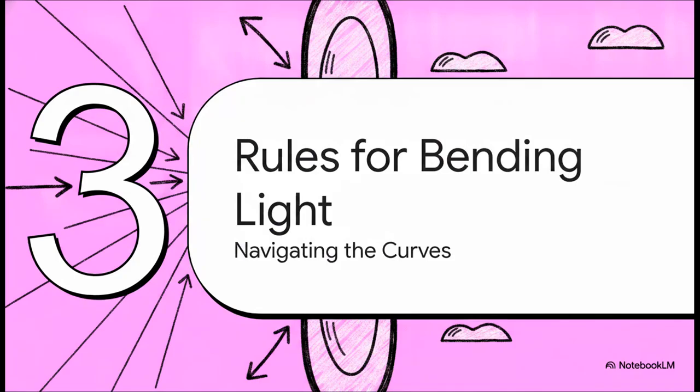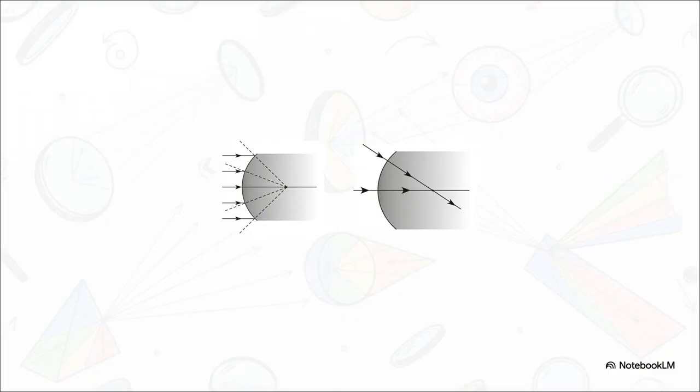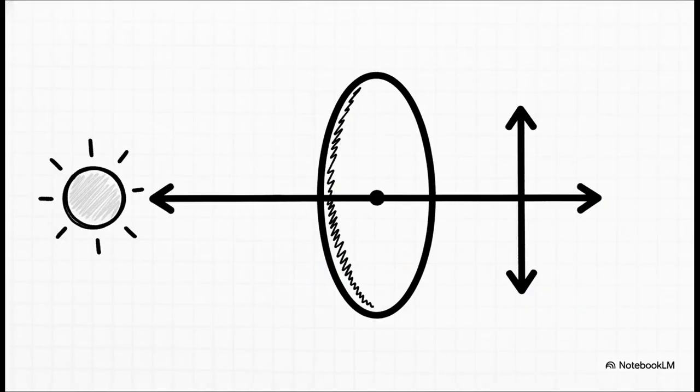Which brings us to Section 3, Rules for Bending Light, Navigating the Curves. All right, so how does light actually behave when it hits these different optical speed bumps? Just like hitting a flat window, light bends towards that normal line when it moves from a rarer medium, like air, into a denser one, like glass. But here is where the curve works its magic. If the surface is convex, meaning it bulges outwards towards you, the normal lines point inward, forcing the light rays to converge and meet at a single spot. But if it's concave, caving inwards, the normal lines point outward, which makes the rays scatter and diverge away from each other.